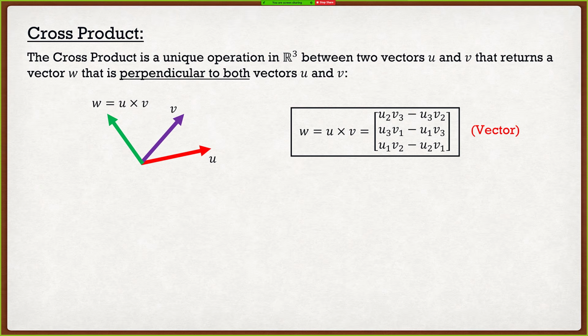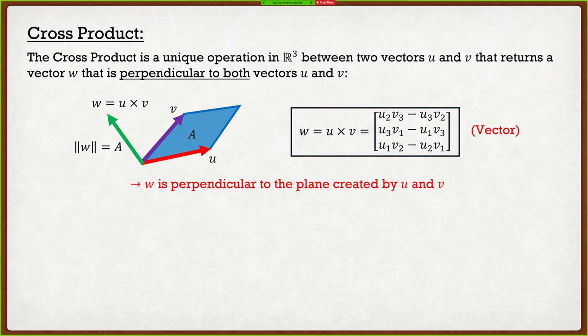Now, a couple little fun facts. w is perpendicular to the plane created by u and v. That's going to be very important when we start talking about the proofs presented later on in the solid mechanics section. Now, there is another little fun fact in which the magnitude of w is actually related to u and v. So if we look at u and v, they actually create a parallelogram. And the area of that parallelogram is equal to the norm of that cross product vector w. So that's another little fun fact that we'll use in our proofs for solid mechanics.